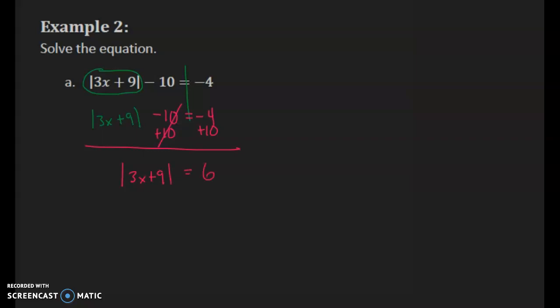Now the absolute value is completely by itself. So now you're ready to go ahead and determine if there's no solution or if you can split it into two problems. Since it equals a positive number, it's ready to go. So you're going to create two equations. 3x plus 9 equals 6, and 3x plus 9 equals -6. From there, go ahead and solve the two equations and see if you can come up with your two answers.